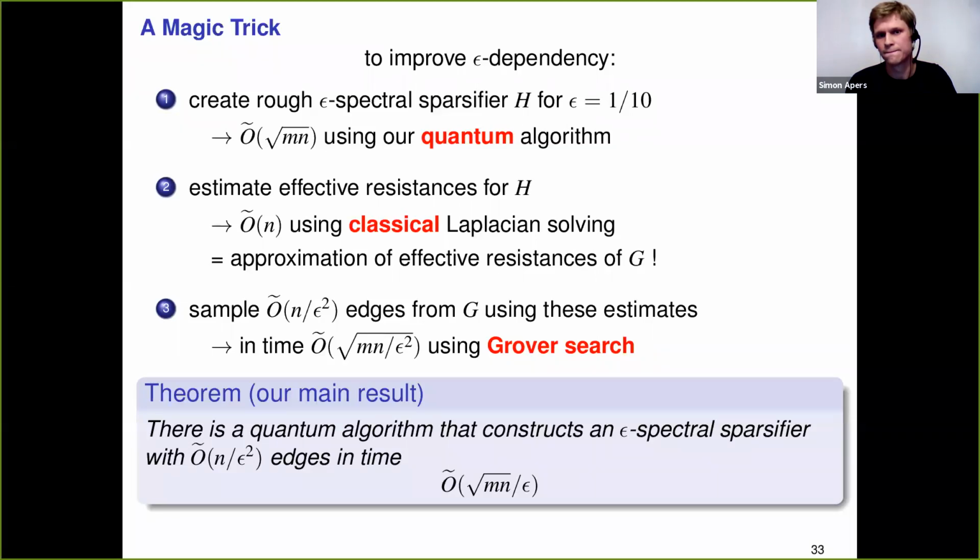Why is it important that you know these effective resistances? Because we cannot just sample, right? We need appropriate sampling probabilities for the individual edges, and these effective resistances tell us which edges are more important, and so which edges should get a higher sampling probability and which ones should get a lower sampling probability.